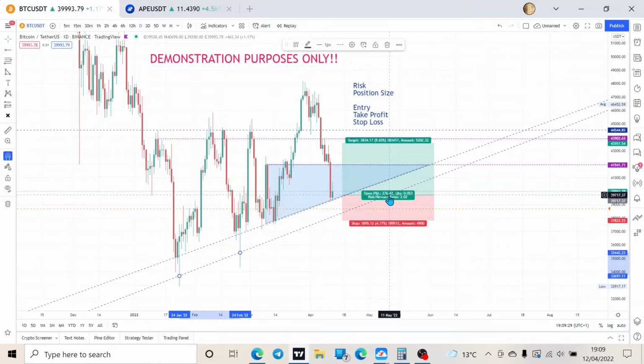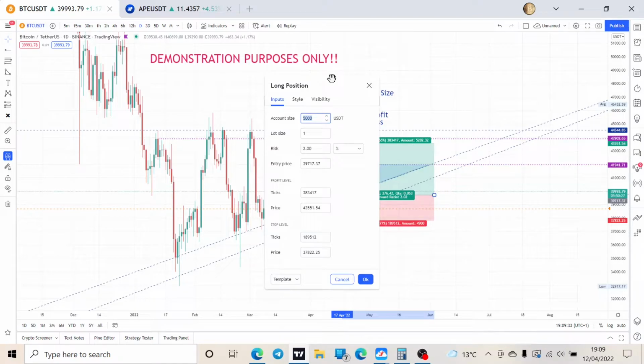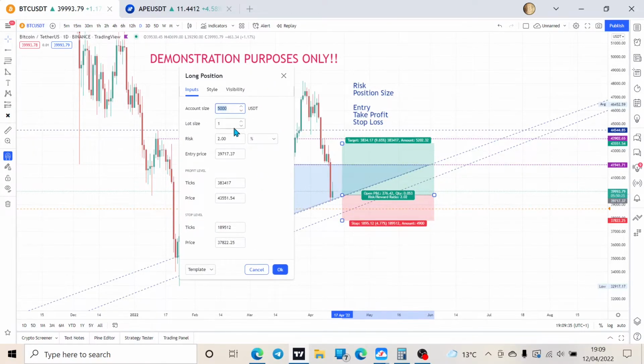Okay, so if we go back to this measuring tool again, you'll see these numbers change. For example, you see the quantity here is 0.053. If I decide that I want to put a higher risk on there, so I say that my risk profile is 5%, then you'll see that this has shot up to 0.132. Okay, so the position size would need to be 0.132 for us to have the risk reward. So basically now we're risking 5%, so $5,000.